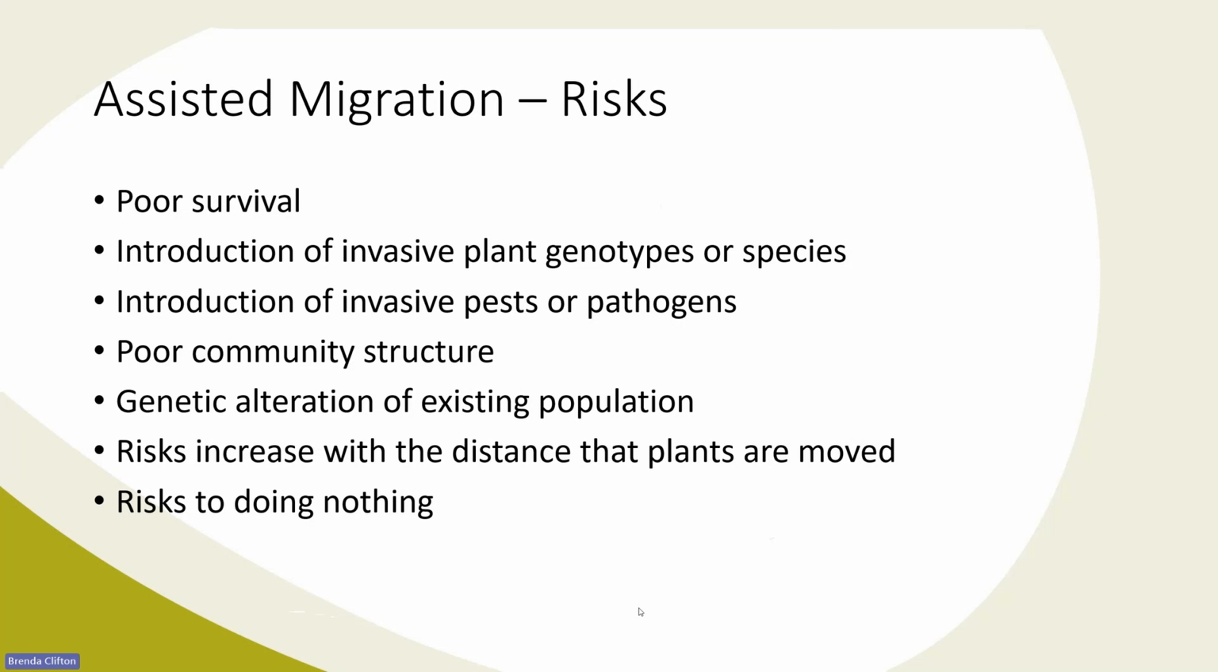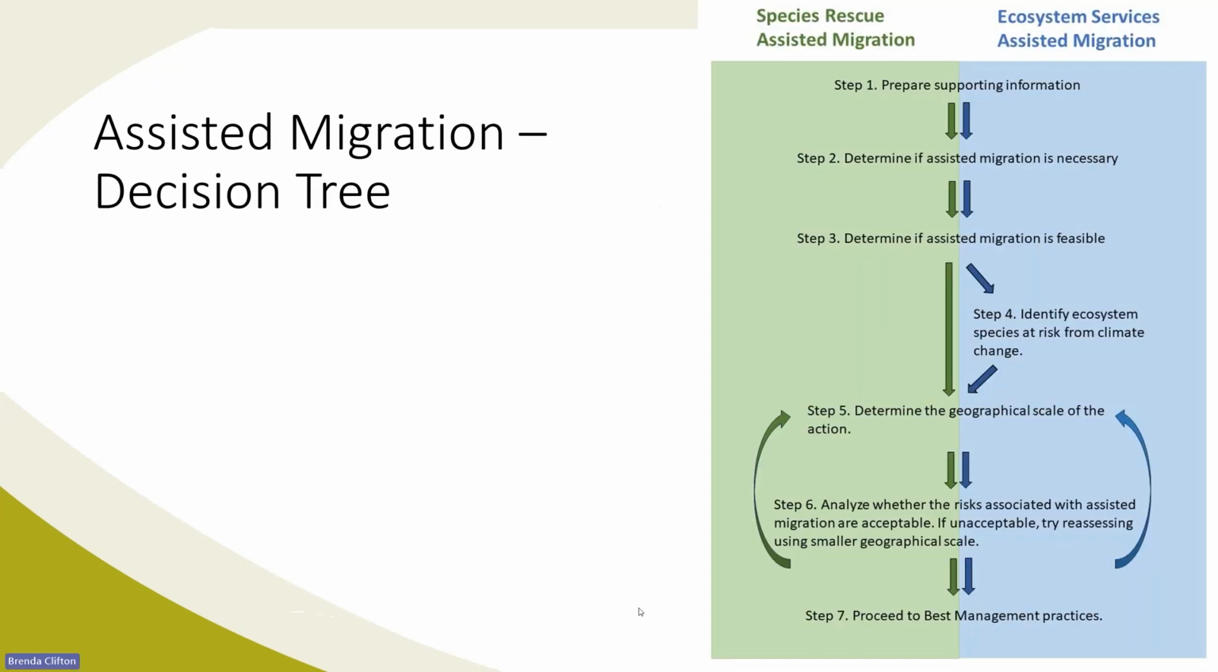The risk is less if you're moving plants from Southern Washington to Northern Washington than if you're bringing plants from California to Washington. But at the same time, we're in a situation where there are risks associated with doing nothing. We're definitely seeing some negative effects of climate change on our local species already. And so with this subcommittee of the Forest Adaptation Network, we came up with a decision tree that practitioners can go through if they're thinking of incorporating assisted migration.